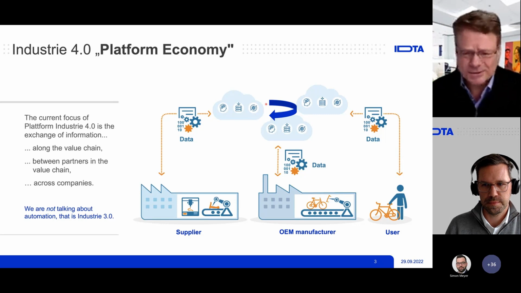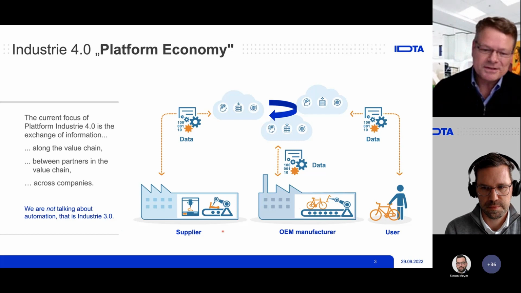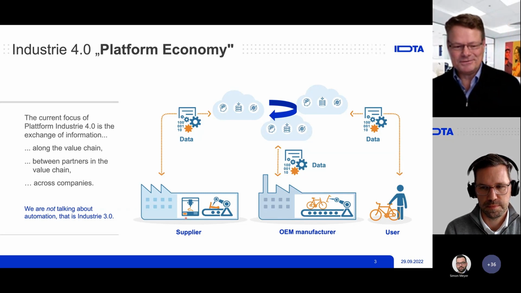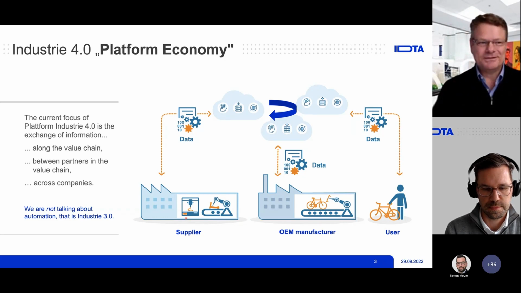And we are discussing not so much about what is happening inside these boxes, for example, on the shop floor. If you look into the literature, you will find that these automation questions are called Industry 3.0. So that is the 3rd step, and we are discussing the 4th step.